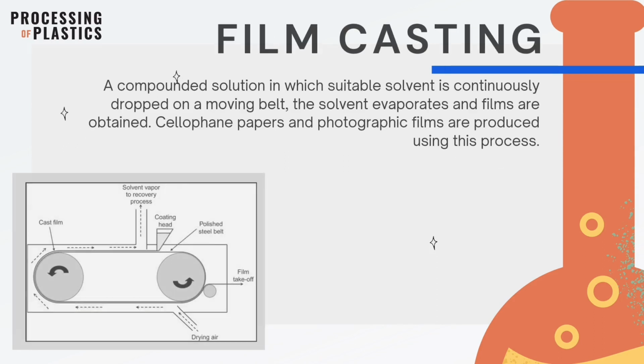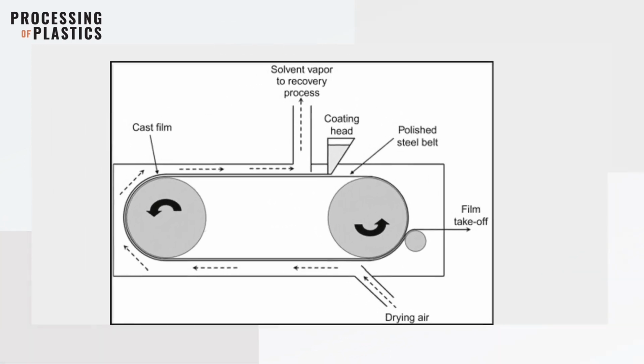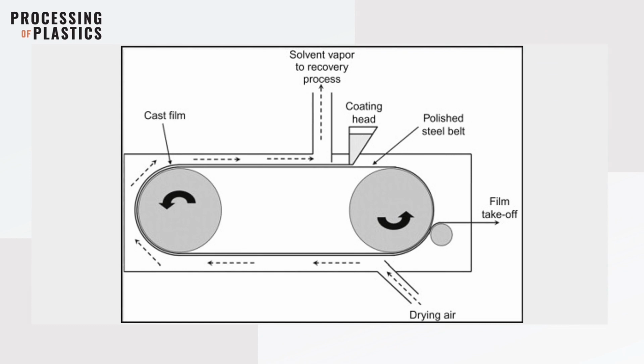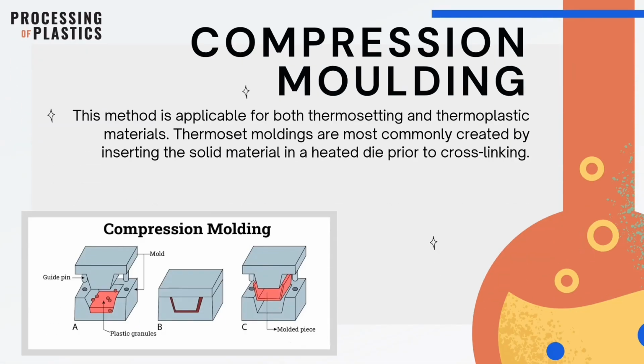Film casting: a compounded solution in a suitable solvent is continuously dropped on a moving belt. The solvent evaporates and films are obtained. Cellophane papers and photographic films are produced using this process. Film casting is almost the same as calendering. Proceeding to compression molding.